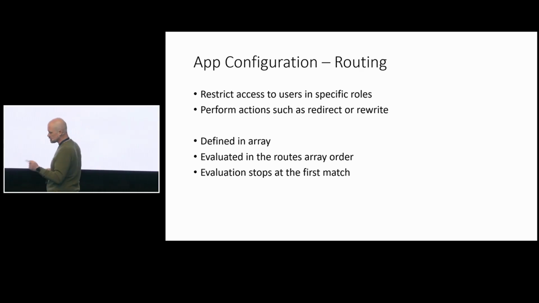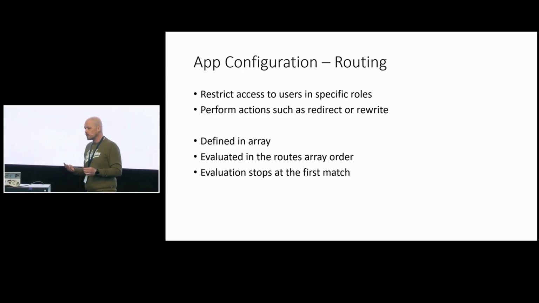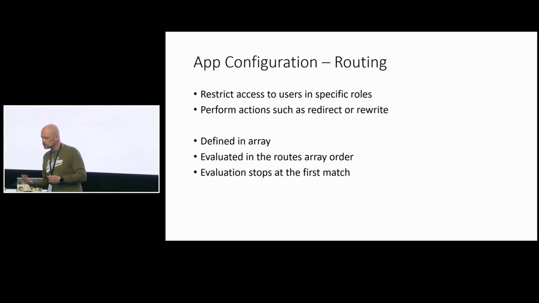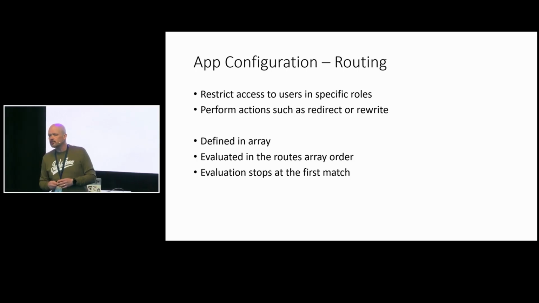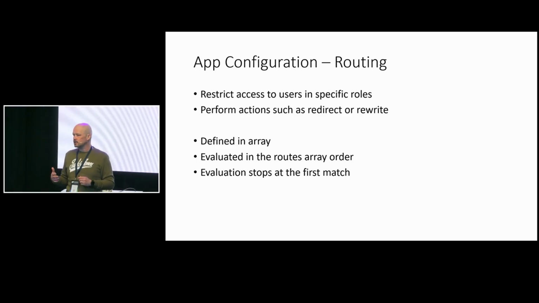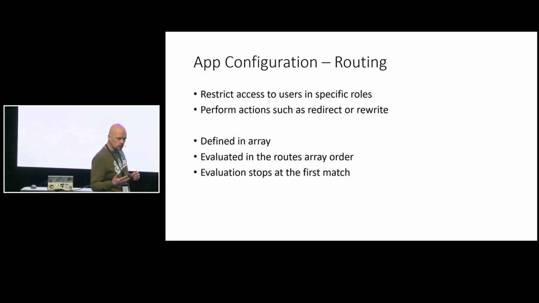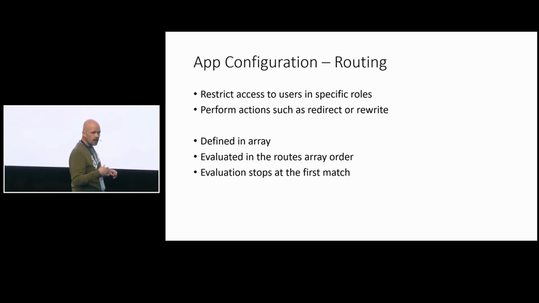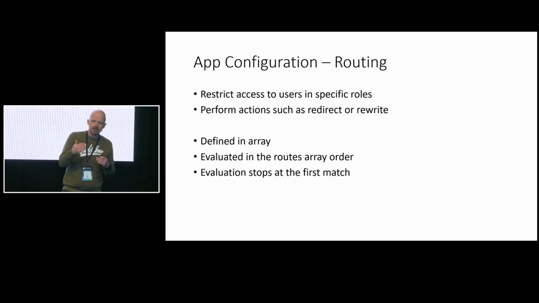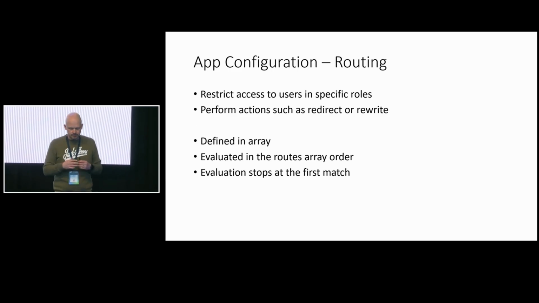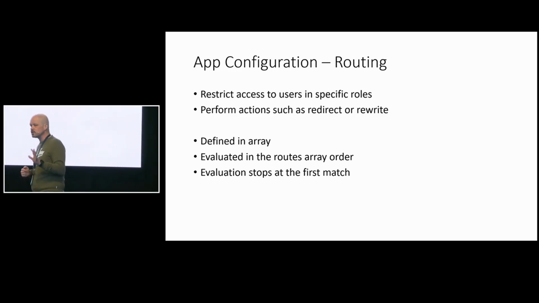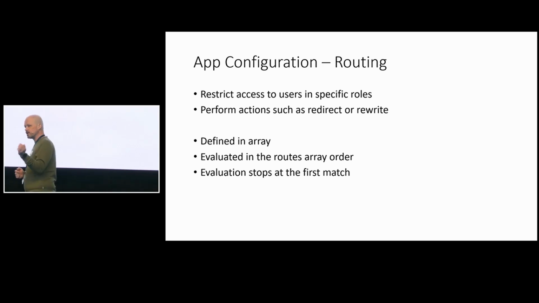So within staticwebapp.config, one of the things that we can do is routing. As I said, you can restrict access to users in specific roles, and you can restrict access to actions also to specific roles. It's defined in an array, so you can add as many routes as you want, and it's evaluated in the order that they are in the file. As soon as there's a match, evaluation will stop, and that match will be executed.